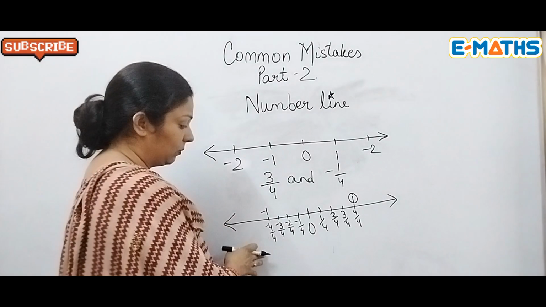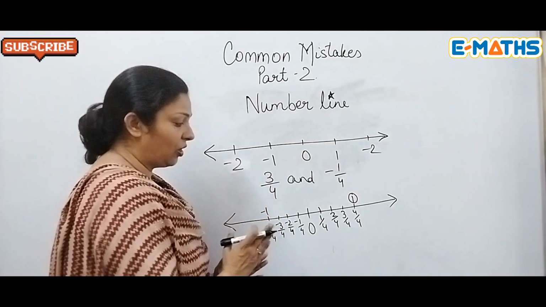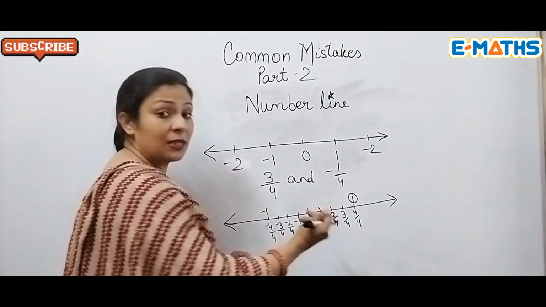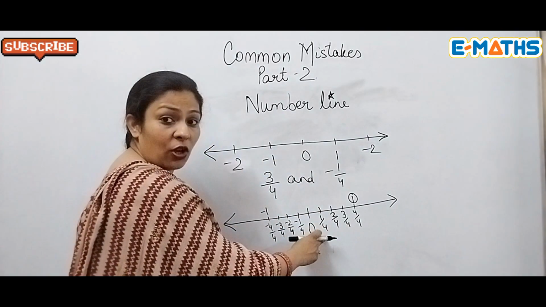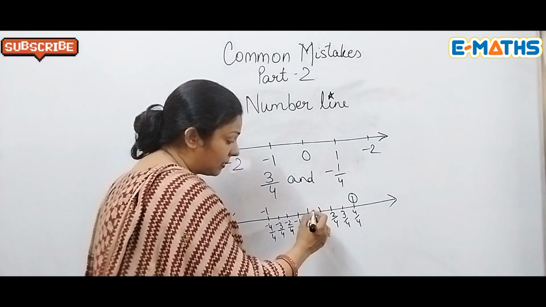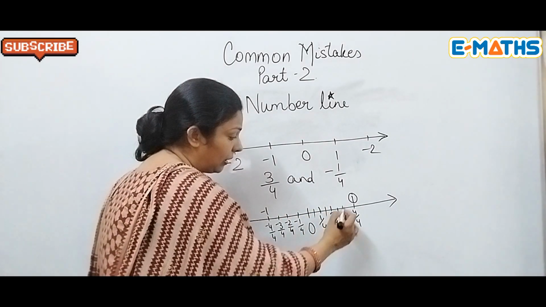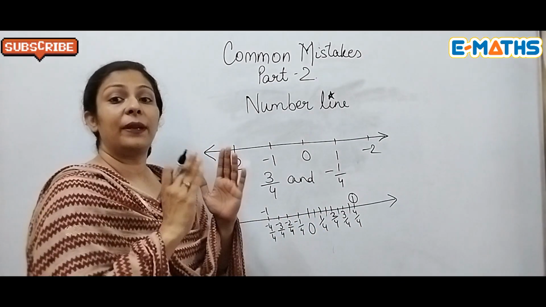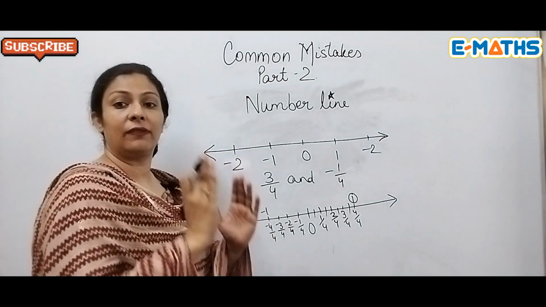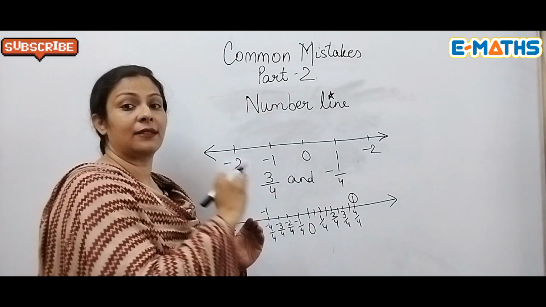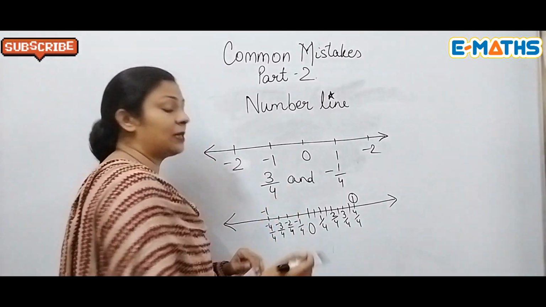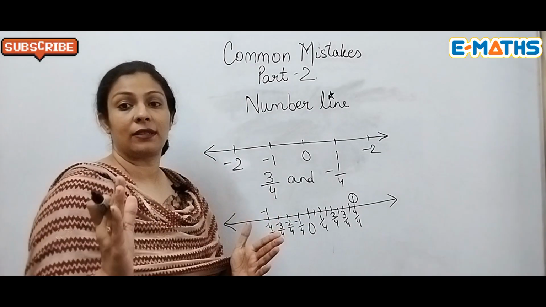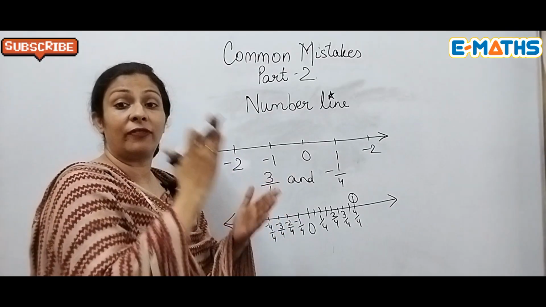Now, look here. Whatever is the denominator, you are going to have that many parts between two integers. Like if you see that 4 is the denominator here, that means you are going to have 4 parts. See how? 1, 2, 3 and 4. Between the two integers, it will have that many parts as it has the denominator. So if the denominator is 4, that means between two integers it will have 4 parts. If it is 5, then it means you have to have 5 parts.